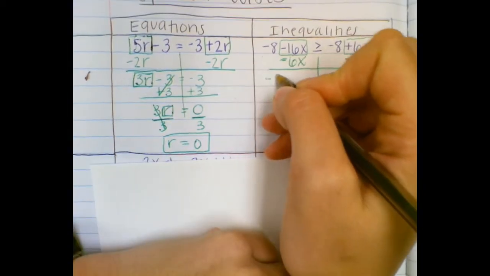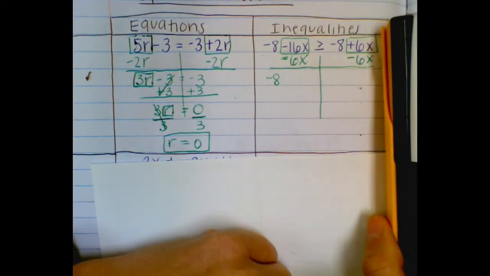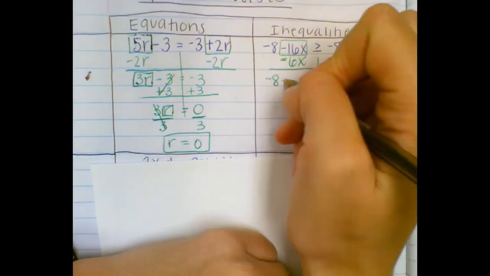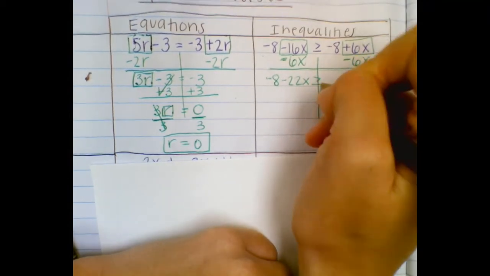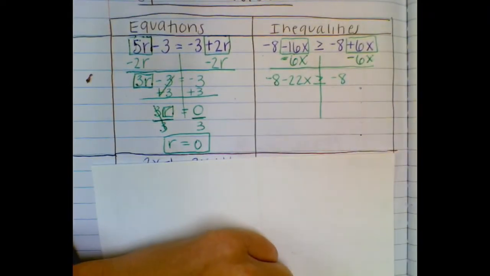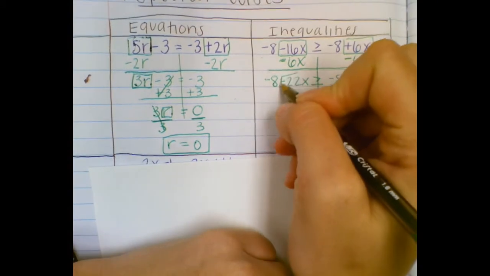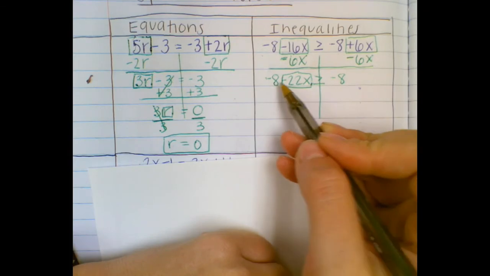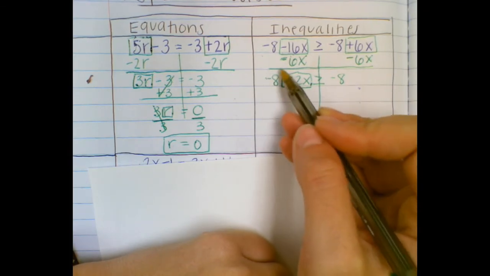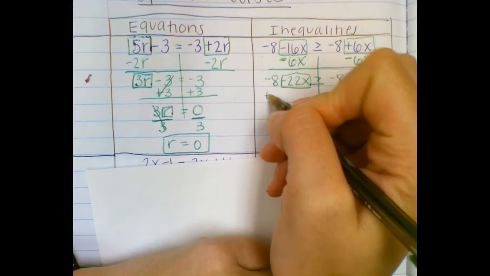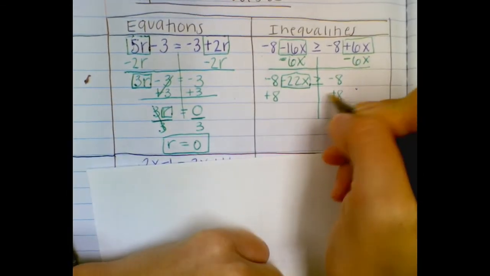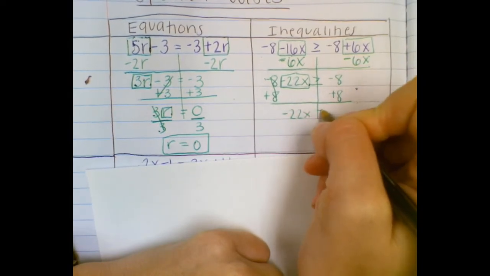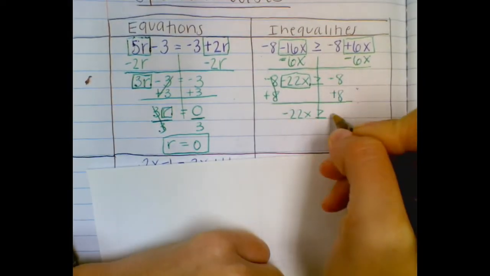So I bring down my -8. Okay, if I do -16 minus 6, I get -22x, greater than or equal to -8. Okay, let me box my variable again. So this is the only variable. So now I have to get rid of this -8 by doing the inverse, which is add 8 here and add 8 here. These cancel. I get -22x is greater than or equal to -8 plus 8 is 0 again.